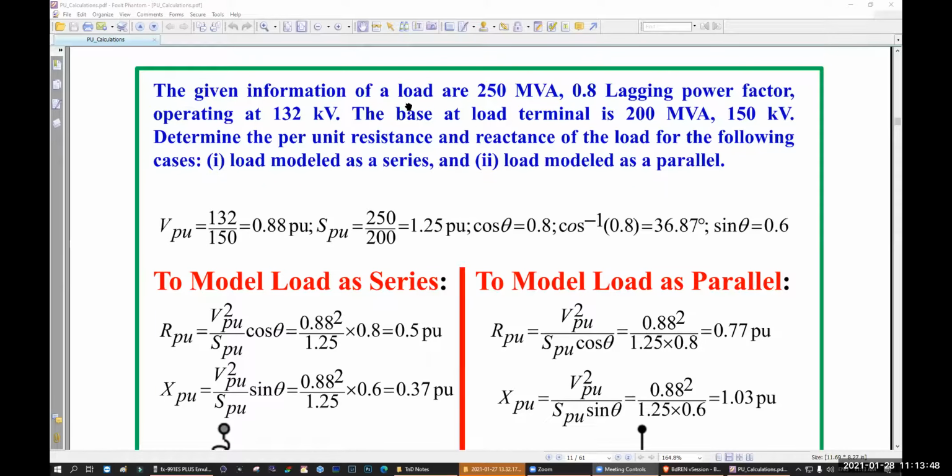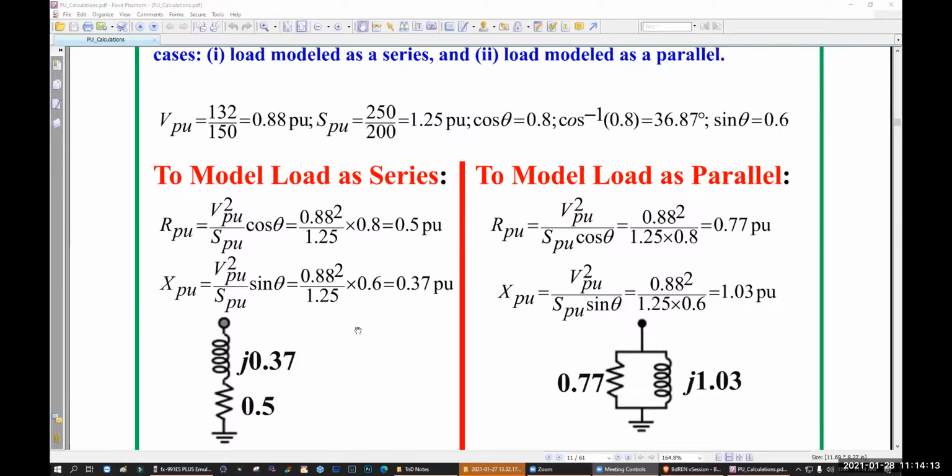The given information of a load are 250 MVA, 0.8 lagging power factor, operating at 132 kV. The base at load terminal is 200 MVA and 150 kV. Determine the per unit resistance and the reactance of the load for the following cases. Load modeled as a series, load modeled as a parallel. This is not all that important, but yet we will do that.